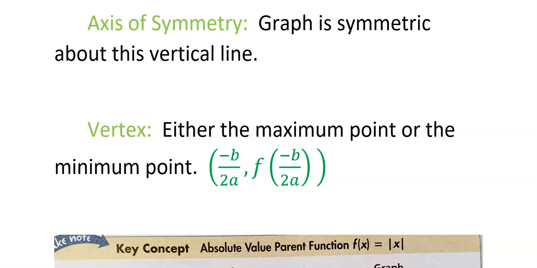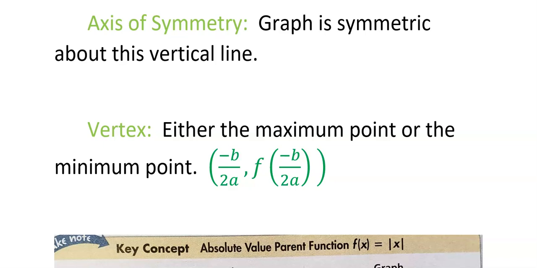This next part about the vertex is not in the book, but I'm going to give it to you anyway, because I know if you take college algebra, it is in that book and then you'll have already seen it. So the vertex is either the maximum point of the graph or the minimum point. Remember that the absolute value graph is like a V. So it'll either look like a V or it'll be flipped upside down and look like just one peak of a mountain. So the vertex is either the maximum or the minimum.